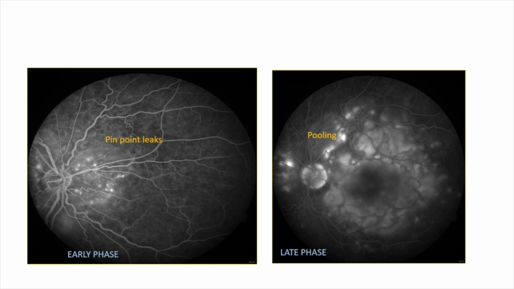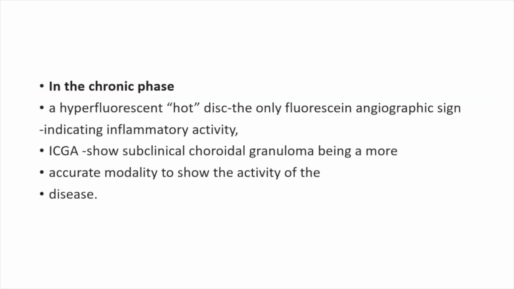So in the acute phase of FFA, there are pinpoint leaks, and in the late phase, there is pooling of dye. In the chronic phase, in FFA, only the hot disc can be seen, but in ICG, we can see subclinical hyperfluorescent choroidal granuloma, which is an indicator of the activity of the disease.